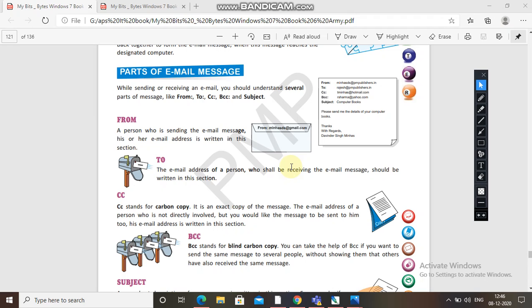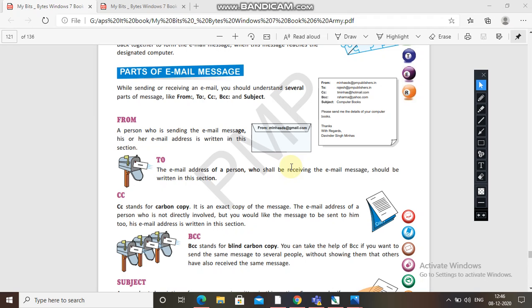And then comes CC, carbon copy. It is an exact copy of the message, and should be the email address of a person who is not directly involved. He is not directly involved, but you would like the message to be sent to him too. Like if you are sending some message or email to a teacher, but they don't know the involvement of the principal ma'am, but you want the principal ma'am to also see the letter which you are sending, so you send her a carbon copy. So her email address is written in this section, CC.